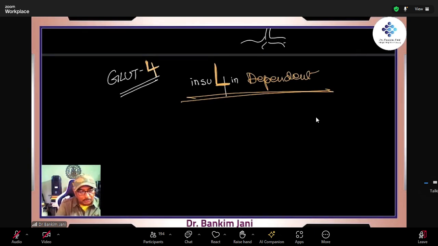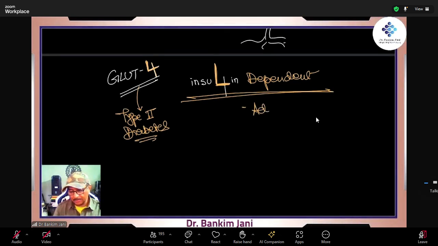So these GLUT4 are the ones actually responsible for type 2 diabetes, which happens in adults, while type 1 happens in newborns. So this is the insulin dependent one. That means it is found in adipose tissue, like fat cells, then the heart and skeletal muscles.